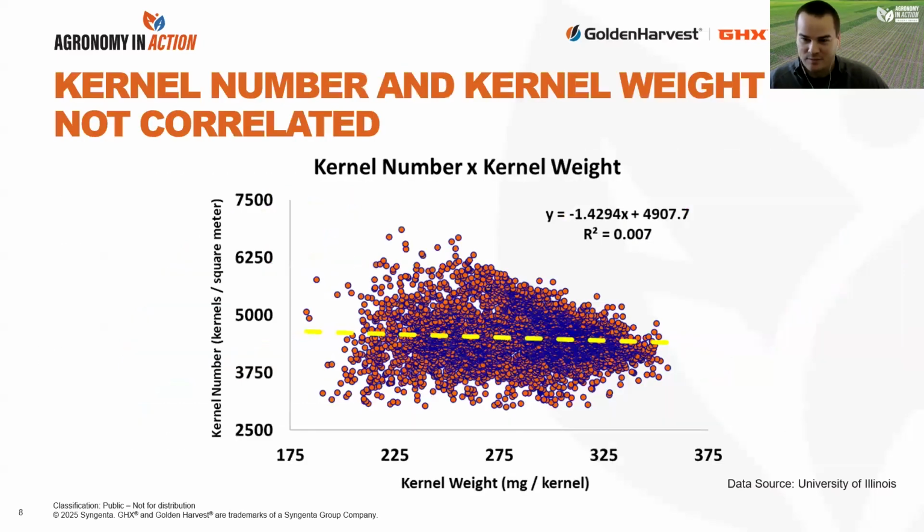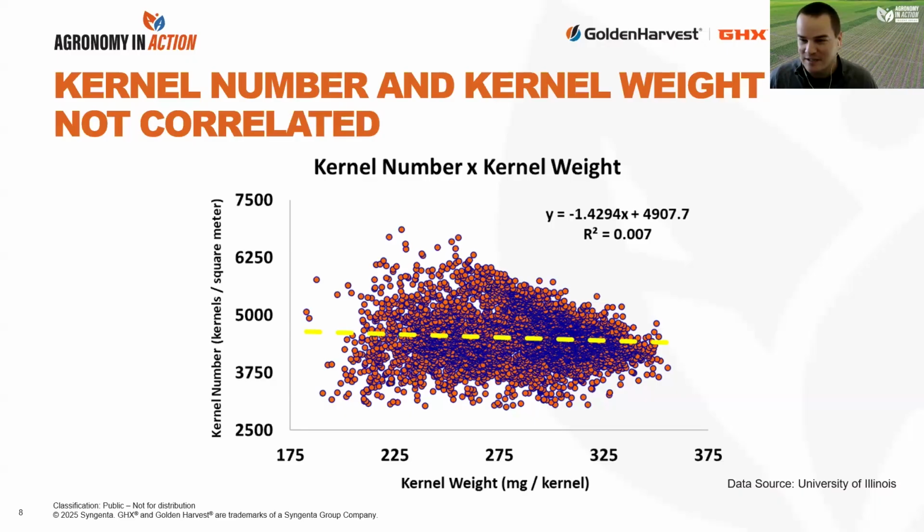But what about the correlation between kernel number and kernel weight? So there really is no relationship. They are not correlated with each other. So you could have a lot of kernels, but they could be heavy or they could be light. And vice versa, you could have a few kernels, and those kernels could be either heavy or light. And one of the main driving factors on why there's no strong correlation between kernel number and kernel weight is due to yield component compensation.